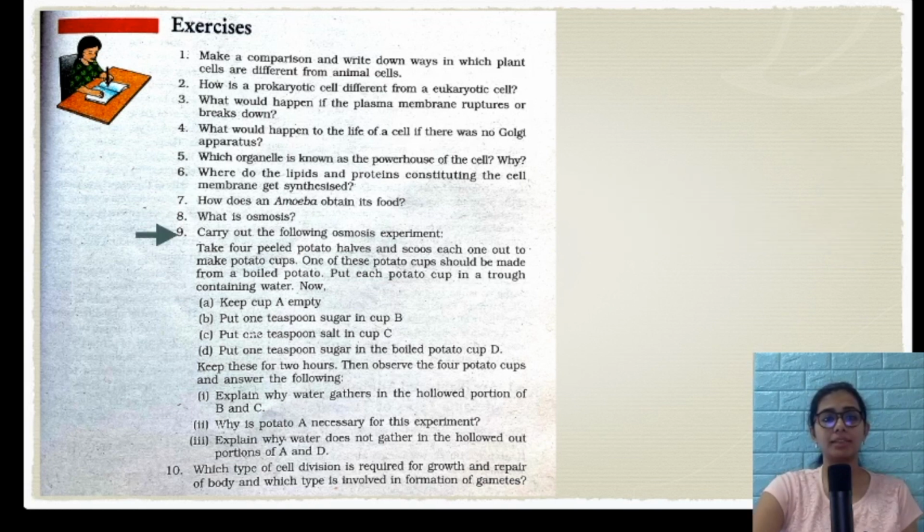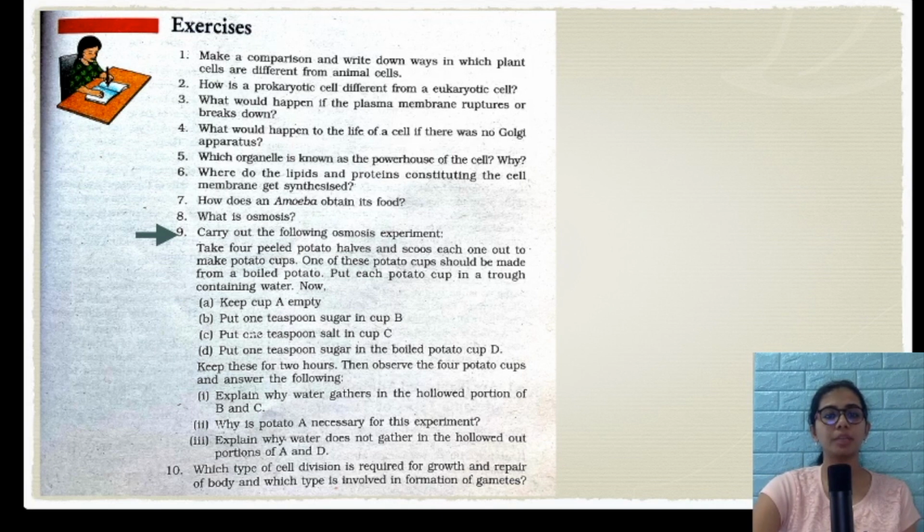Now coming to question number 9. Carry out the following osmosis experiment. Again, we have to think in terms of osmosis. Take 4 peeled potato halves. Peel potatoes, halve them and scoop each one out with a spoon to make potato cups. If you scoop out the center, the core of the potato, you'll get a cup-shaped potato. So we need potato cups like that, 4 of them. Now one of these should be made from a boiled potato.